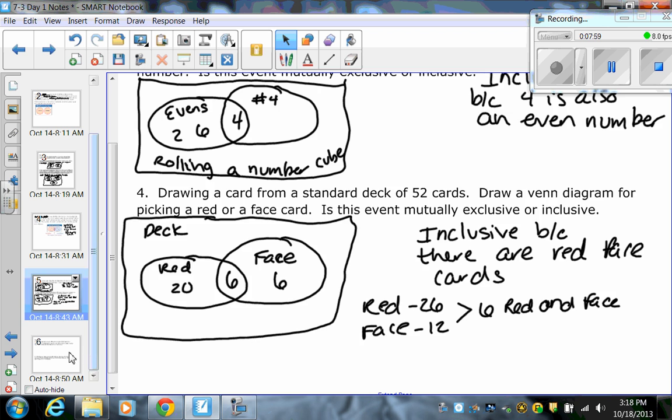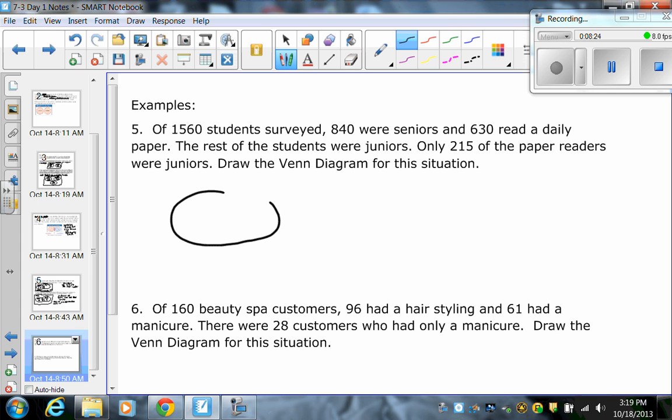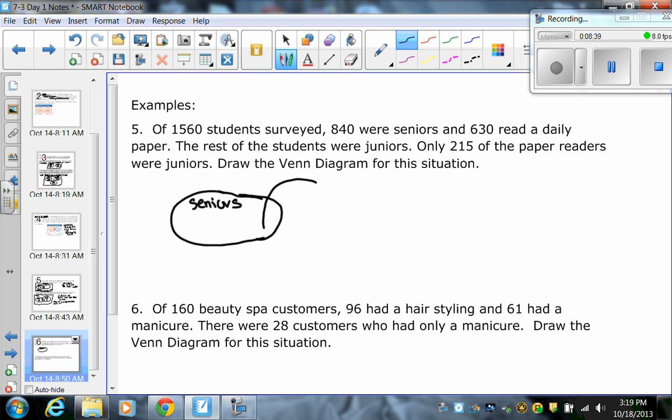Let's try some word problems. Okay, so example 5 says of 1,560 students surveyed, 840 were seniors and 630 read a daily paper. The rest of the students were juniors. Only 215 of the paper readers were juniors. Draw the Venn diagram for the situation. So first thing I'm going to do is draw out my 2 circles. And we're talking about seniors. And we're talking about reading the paper.